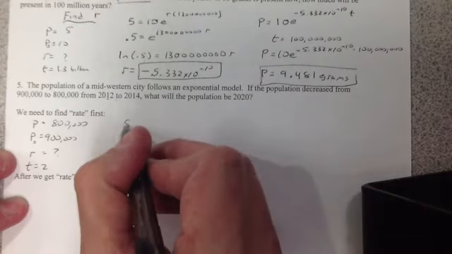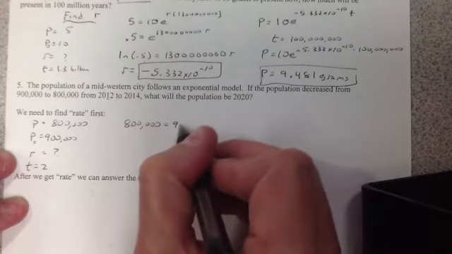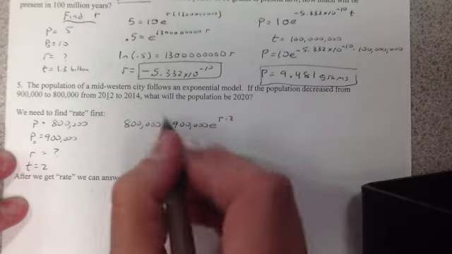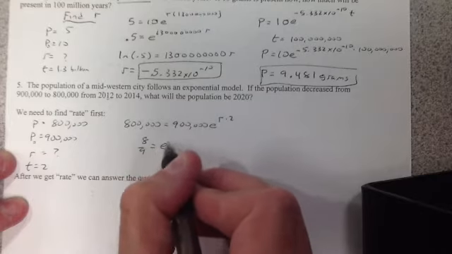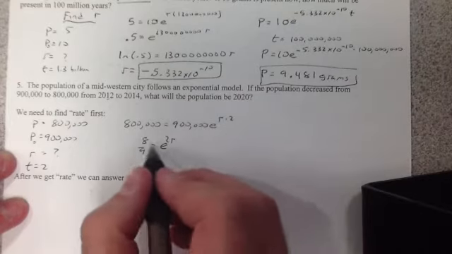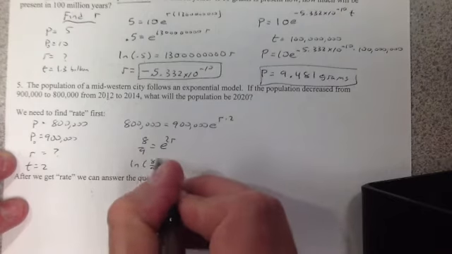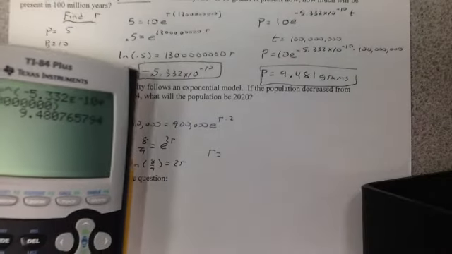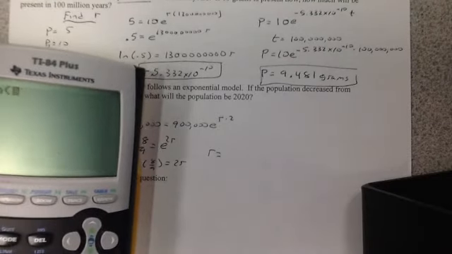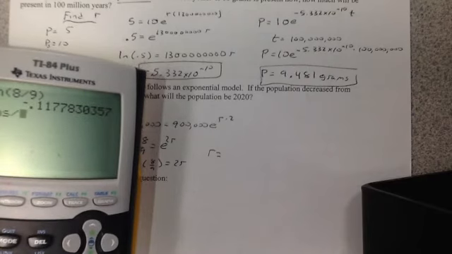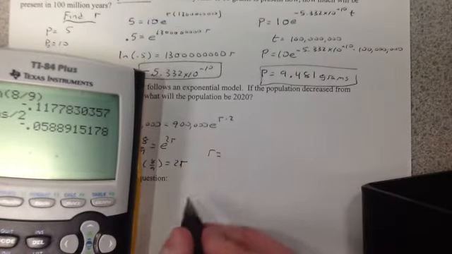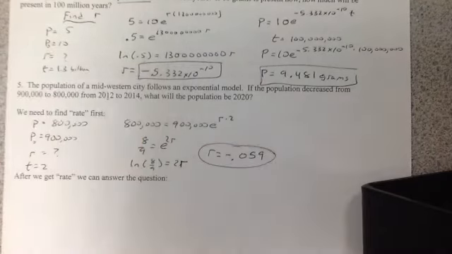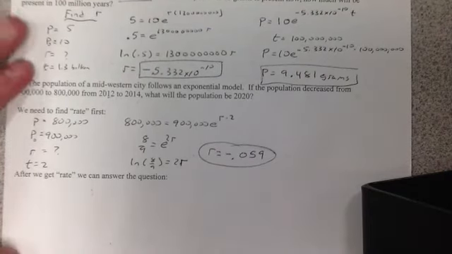I just type it in. 800,000 equals 900,000 e to the r times 2. So I divide, I get 8/9 equals e to the 2r. So we take the natural log of 8/9, and that equals 2r. So we can find r. Just type it in your calculator. Ready? The natural log of 8/9. Divide that by 2. That's not r, that's 2r. Be careful. So r is negative 0.059. There's my rate.